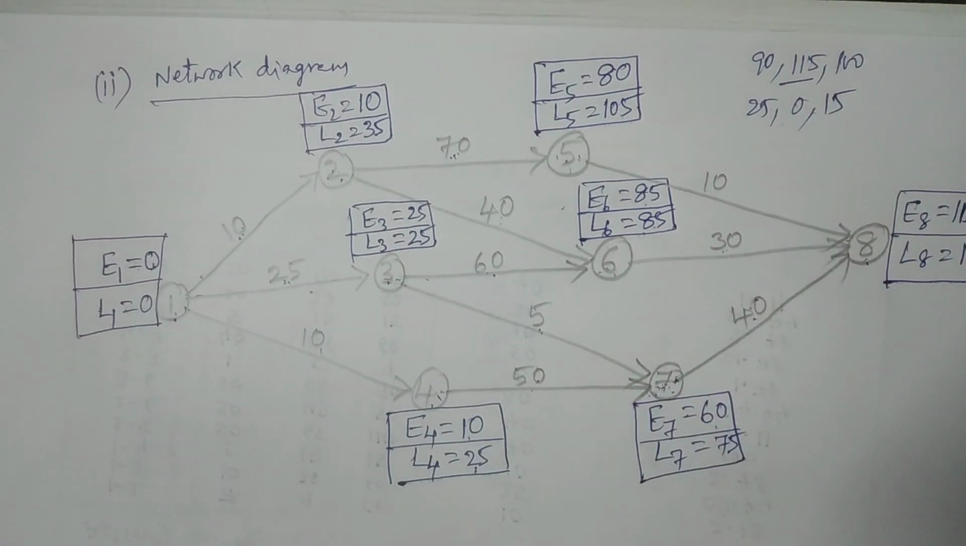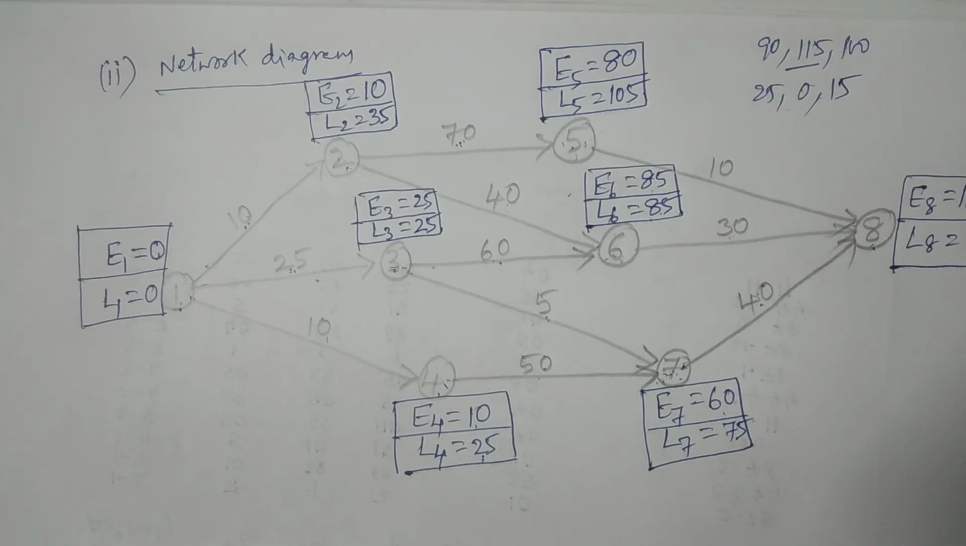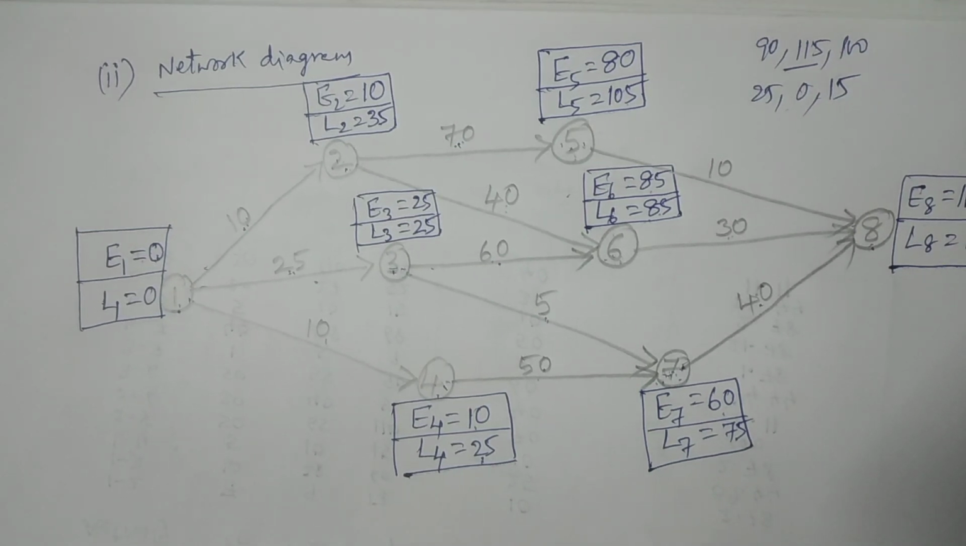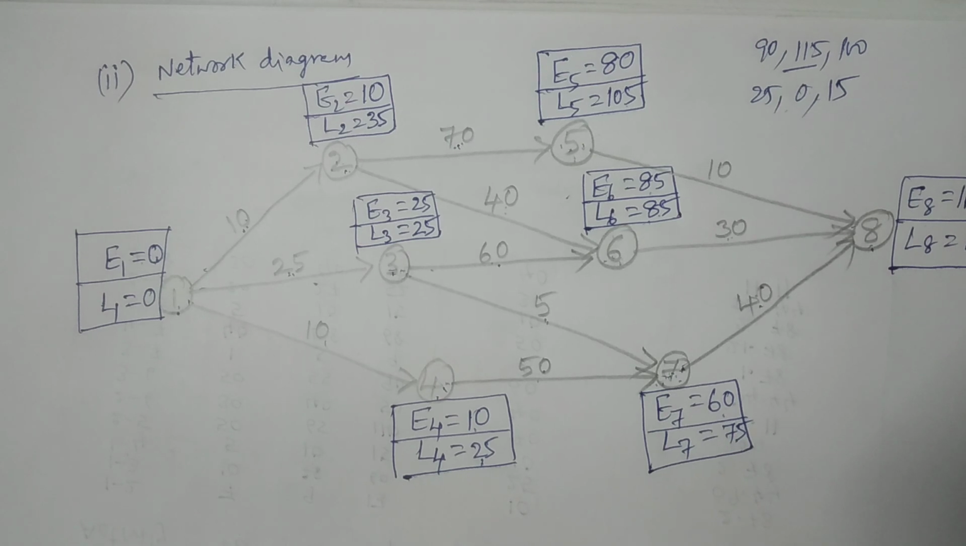So this is the calculation of the latest times, that is L, whether LI or LJ. All the values of the latest times we have calculated by using the backward pass calculations. Now we have finished the time calculations. Then we have to move to identifying the critical activities and then the critical path.